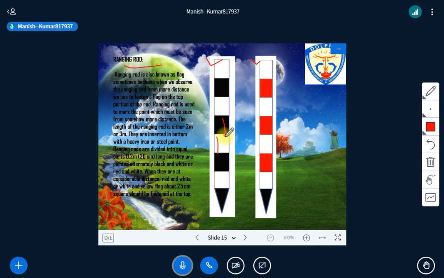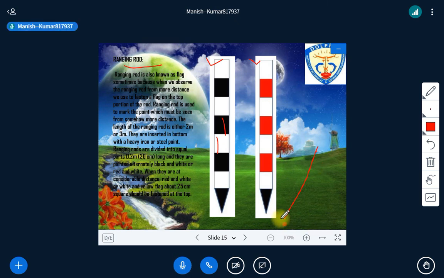And how we can use it? So basically it is used to mark the point, right? Just take an example here. If for example this is one point, this is another point, and I have to measure it, right? So before measuring, at least we should make sure that there is a proper straight line, isn't it? Otherwise the things will be difficult.